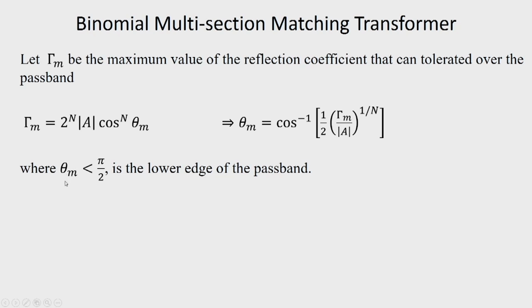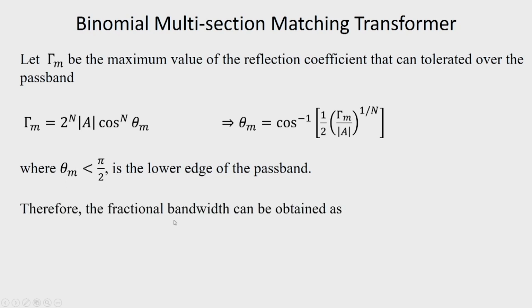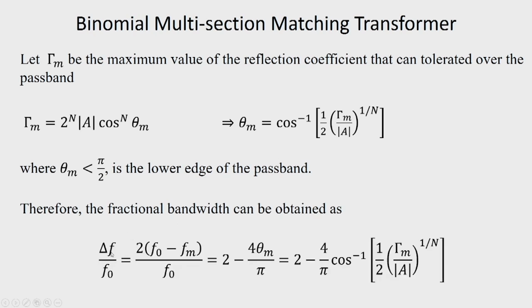So, we take this theta m value less than pi by 2, and now we can write fractional bandwidth delta f by f0 is equal to 2 times f0 minus fm divided by f0. Fm is that frequency at which the reflection coefficient becomes gamma m, and that can be written as f0 times 4 by pi times cos inverse of half gamma m divided by modulus of A raised to the power 1 by N. Here this N is the number of sections that are present in the transformer.